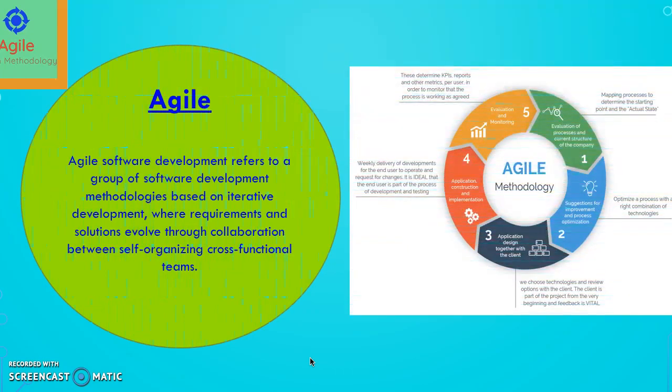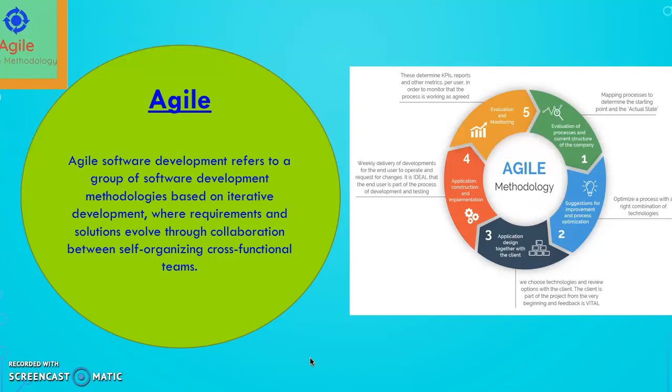So let's start with what is Agile. Agile software development refers to a group of software development methodologies based on iterative development, where requirements and solutions evolve through collaboration between self organizing cross functional teams.